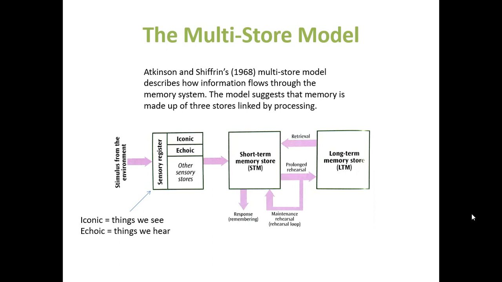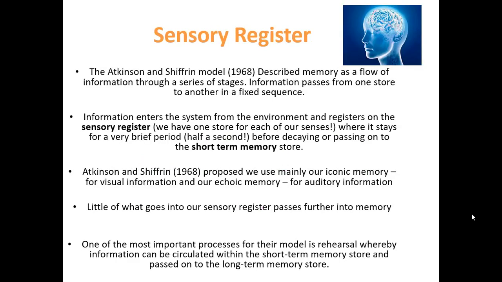So you've got the sensory memory, so you've got the iconic and echoic stores in the sensory register, you've got short-term memory, you've got long-term memory, and then you've got an arrow showing the direction of information through the system, and you've got arrows showing retrieval and rehearsal and remembering there as well. If you are annotating a diagram for your AO1 marks, make sure that you annotate the arrows with retrieval and rehearsal and so on.